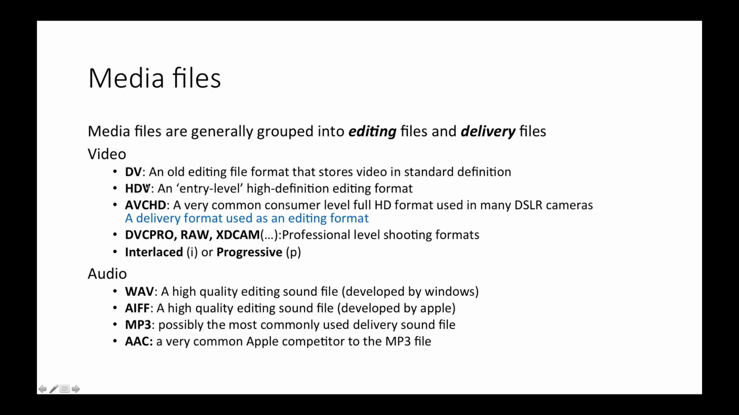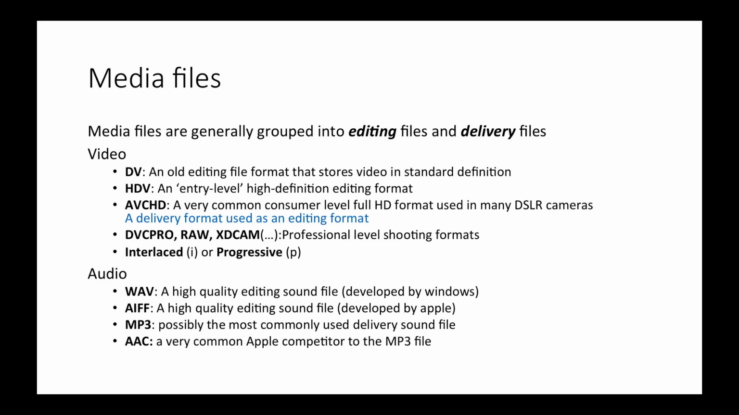Then you have your HDV, which is almost HD, but it looks HD, but it actually uses fewer pixels, and it's a very common shooting format on both tape-based and card-based cameras. Then you have the AVC HD, which is very common on the new Canon 60Ds, and most DSLR cameras will use this AVC HD. Now, you can go up from here to your DVC Pro, your RAW, your XD Cam, but they're more professional oriented camera formats, so you generally won't encounter them unless you're working in the industry.